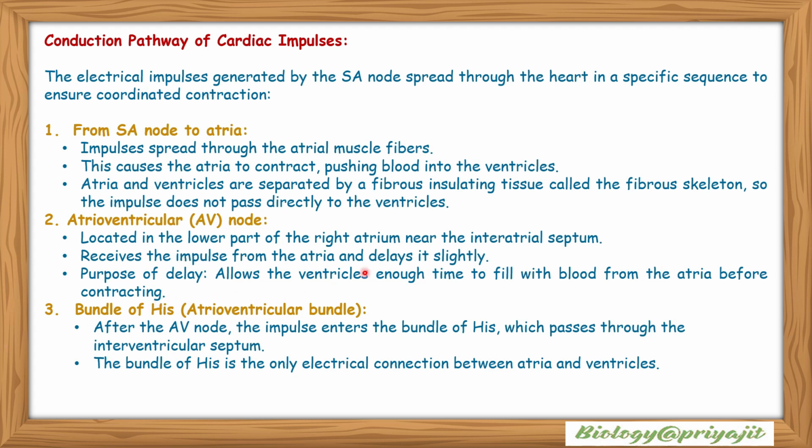Bundle of His or atrioventricular bundle. After the AV node, the impulse enters the bundle of His, which passes through the interventricular septum. The bundle of His is the only electrical connection between the atria and ventricles.